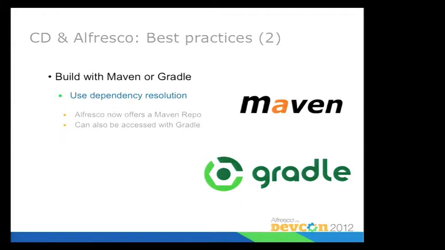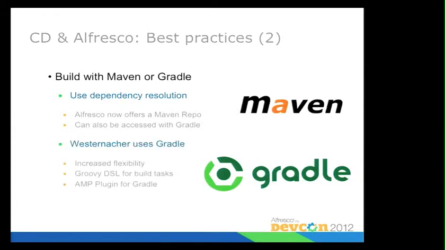Now, at Westernacher, we were never very happy with Maven. It's nice, but it's very rigid. With Gradle, we had a lot more flexibility. So we actually designed a couple of plugins for Gradle that built all the amps and that do some other magic in the background. This was a very nice experience. Gradle has a domain-specific language in Groovy that is specifically oriented towards building and deploying things.